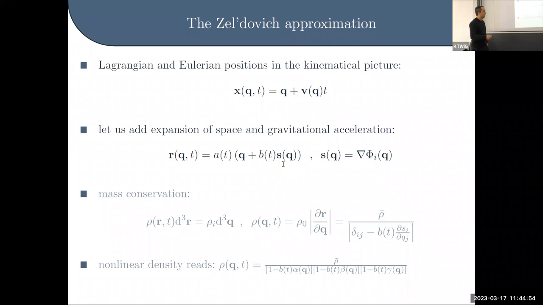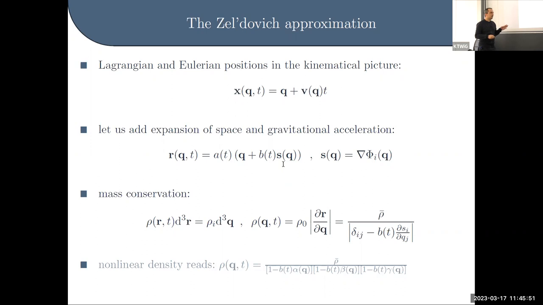Then he looked at the mass conservation and concluded that, this being a Jacobian of the transformation between R and Q, the density should be given by some averaged density and this denominator, where we still don't know what this time function is. This is called the deformation tensor. These are just the spatial derivatives of the initial velocity field. So here's the important bit. If this is small, we can expand it, and then we will get the equation for the usual Eulerian density evolution. Since we can do that, by comparison we can fix this time-dependent function.